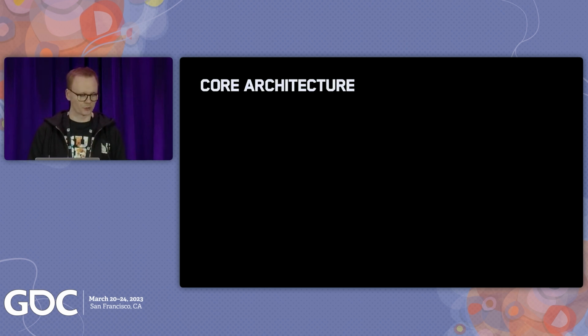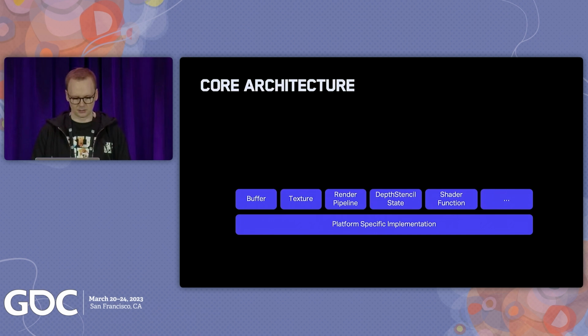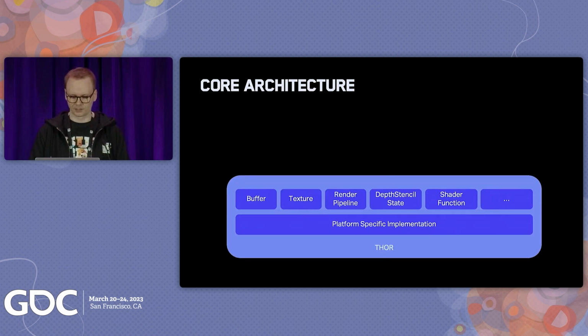So let's look at a bird's eye view of the core architecture of THOR. We have the bottom layer, which is a platform-specific layer, and this is different for Metal, Vulkan, OpenGL, and OpenGL ES. For OpenGL and OpenGL ES, it shares quite a lot of code, actually. So technically, it's kind of the same platform with some variations. On top of this, we have the actual abstraction layer, which contains resources such as buffers, textures, different render states, such as the render pipeline, depth stencil state, shader function definitions, and all that. And this is what we call THOR. So it is the hardware or the underlying API abstraction layer.